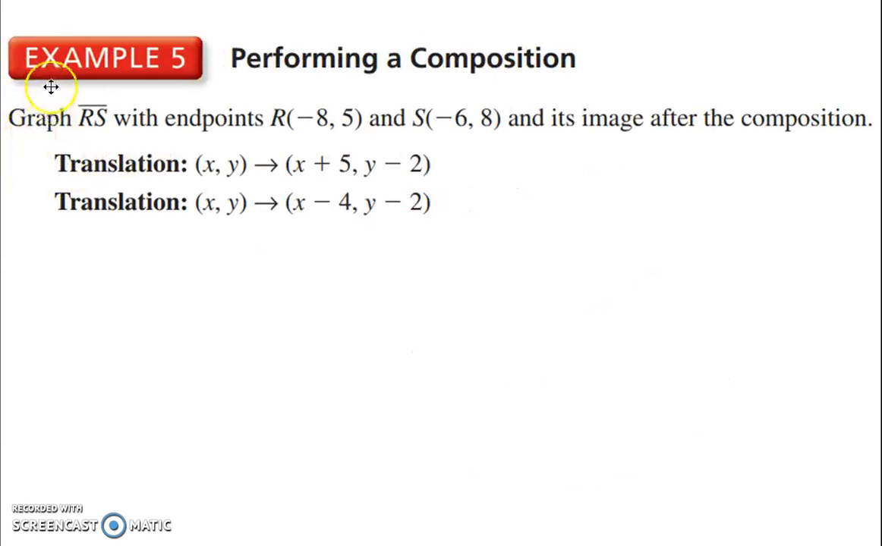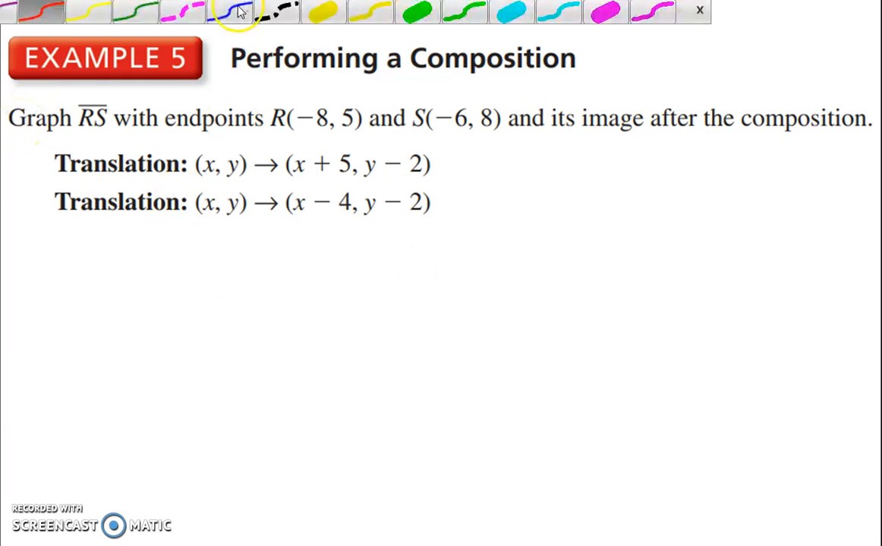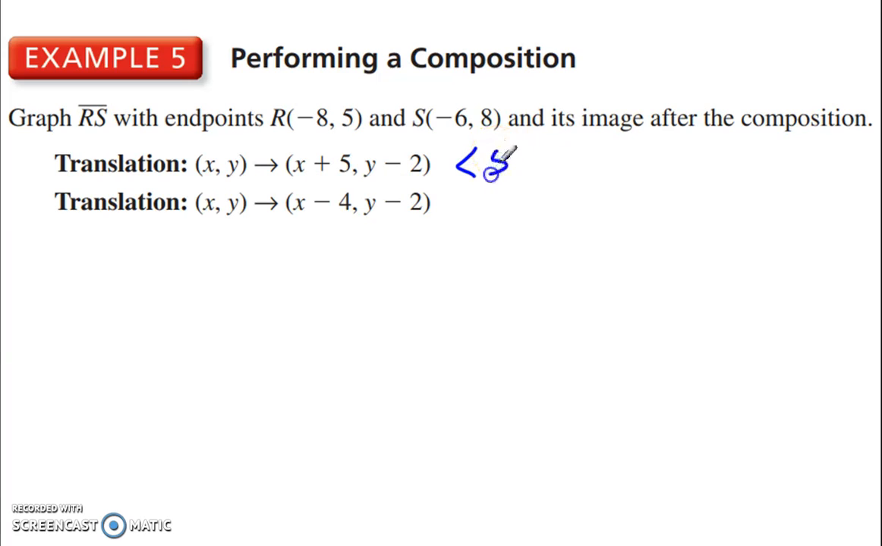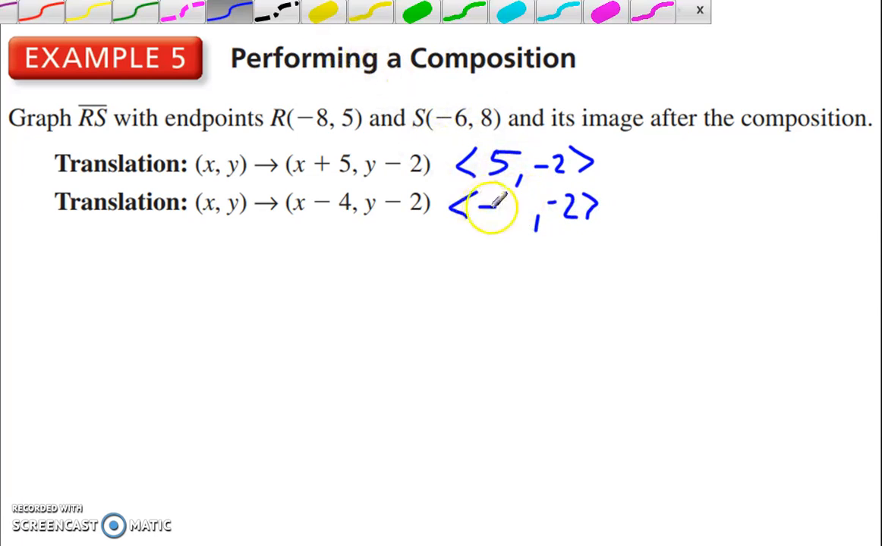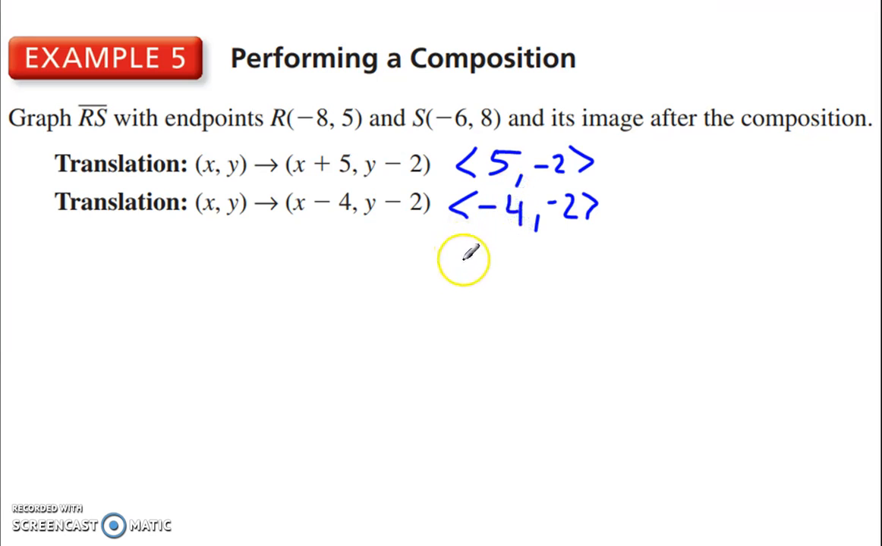All right, performing a composition. There's a couple ways you can do that. You could do the whole thing once, do a translation, and then take your new values and do a second one. But in order to save time, what I like to do is combine these translations into one. So if they're given like this could be given in vector form. In component form, that would be 5 and -2. And in vector component form, this would be -4 and -2. Always does this with my 4s. Gotta be careful. There we go.